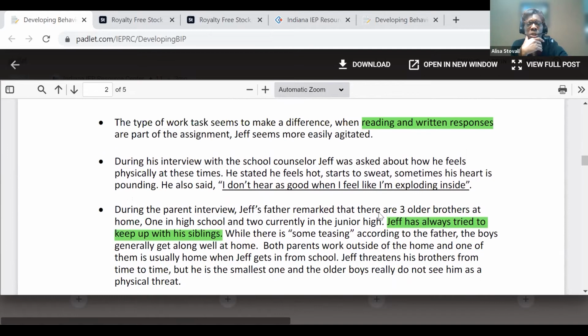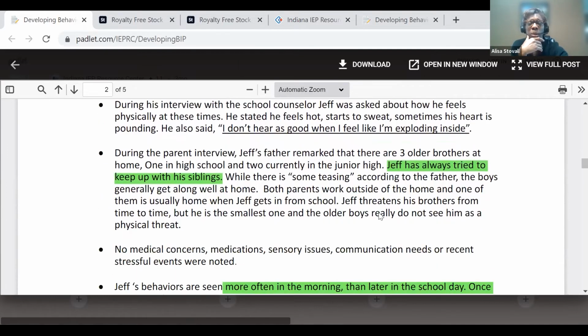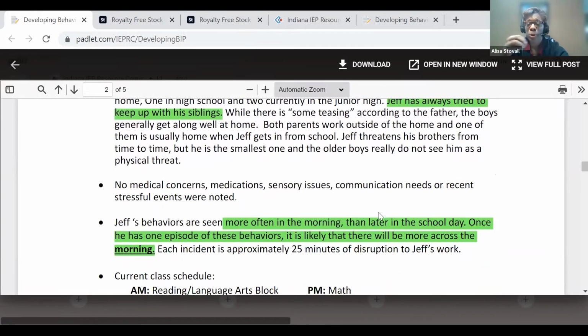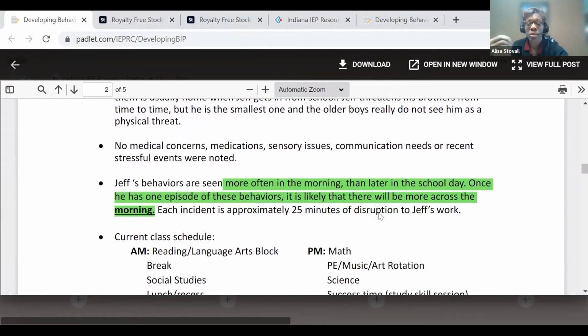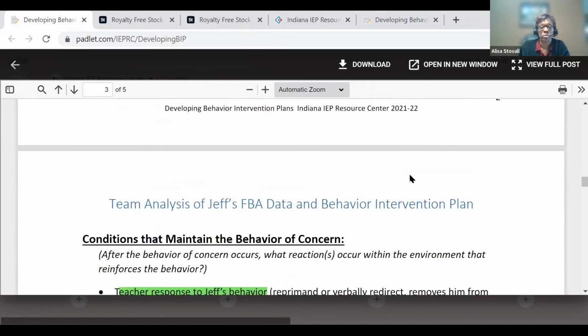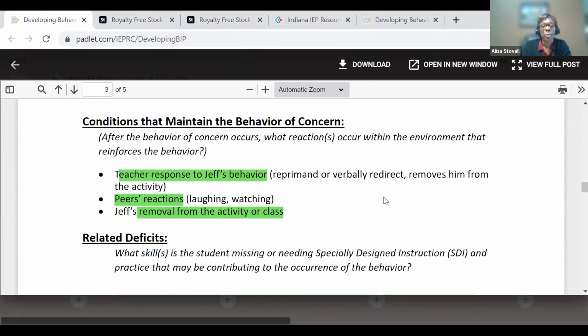We got some information from family members, and Jeff has siblings and their relationships. And from that information, we can begin to pull out pieces that might lead us to a hypothesis of this behavior. The behavior happens more often in the morning than later in the day. That wasn't in our original data.